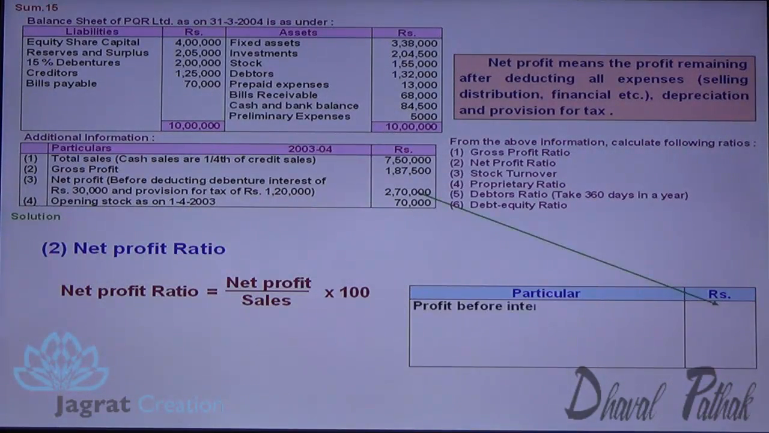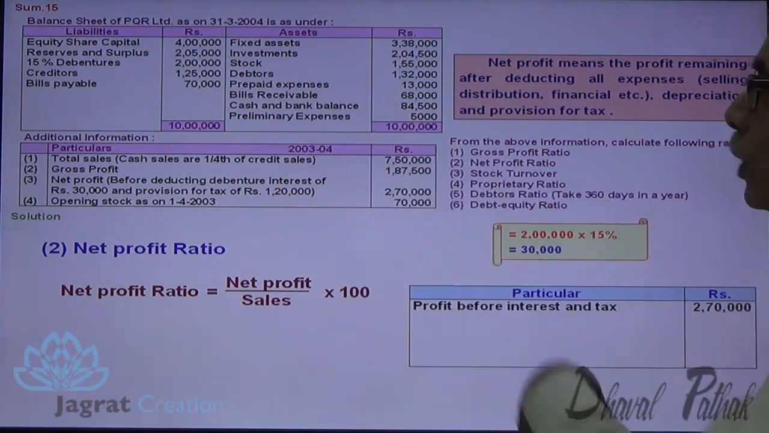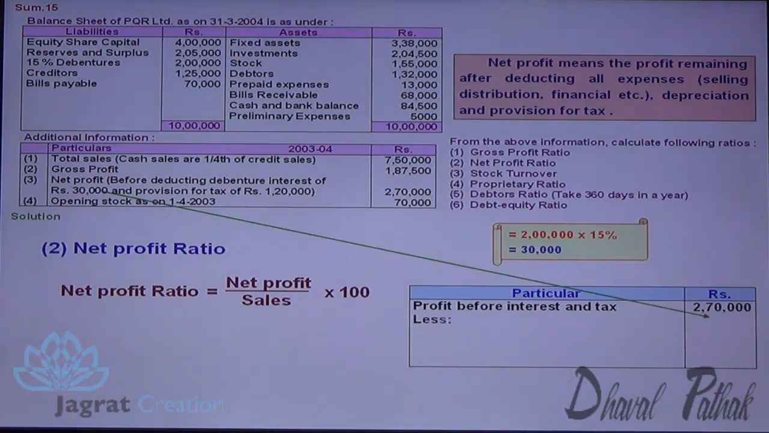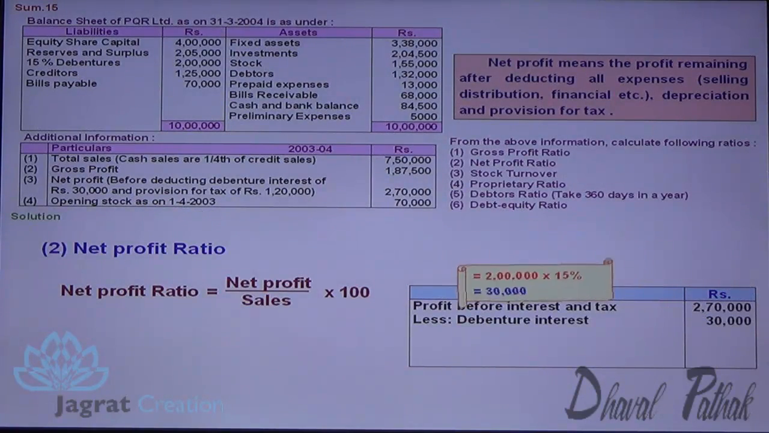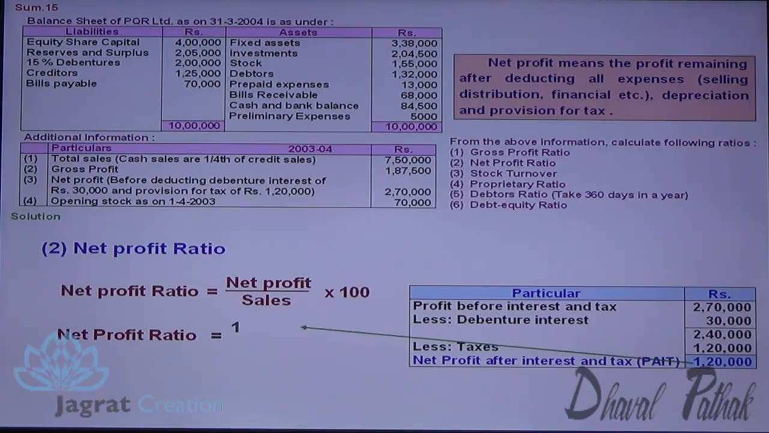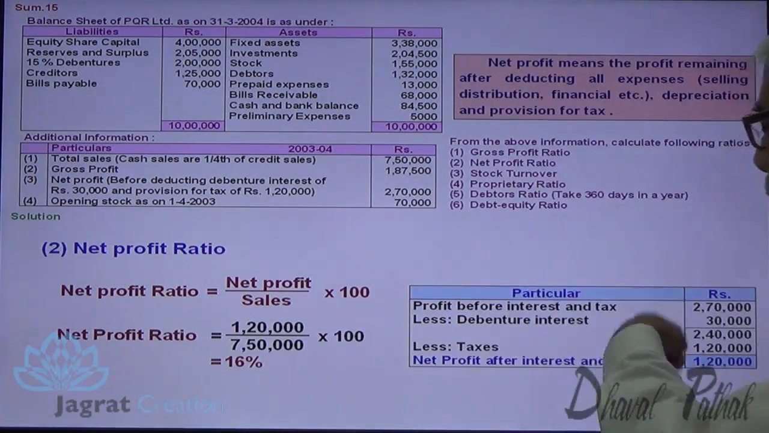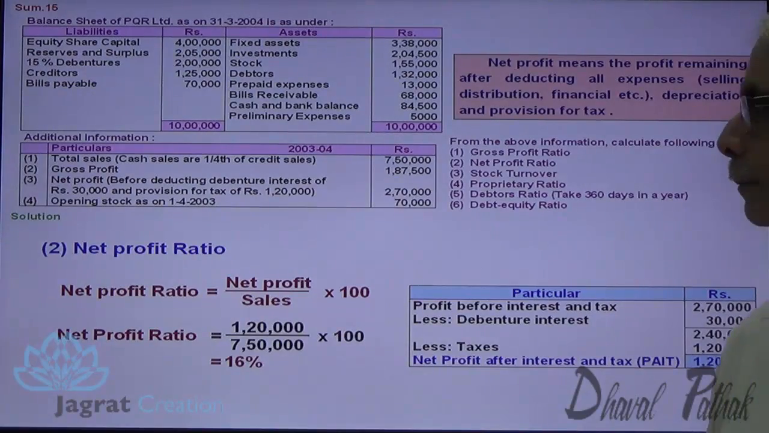So net profit as given is 2,70,000, that is before interest and tax. Deduct interest, 2 lakhs into 15%, 30,000. Deduct tax provision 1,20,000. So net profit is 1,20,000, divided by sales into 100. 16% is the net profit ratio. This is an important note that you should keep in mind.